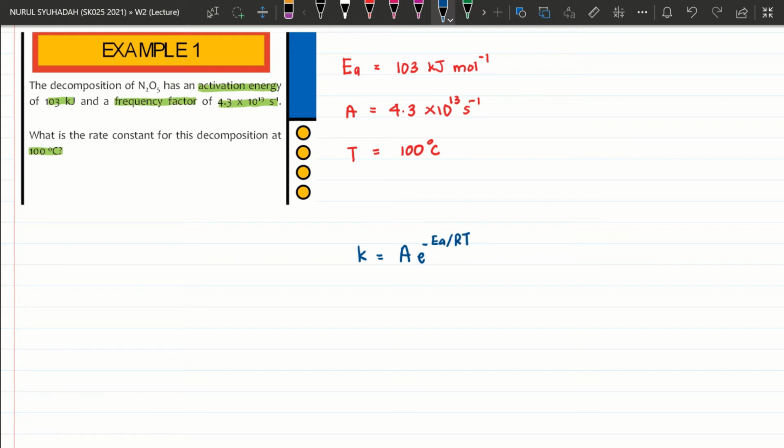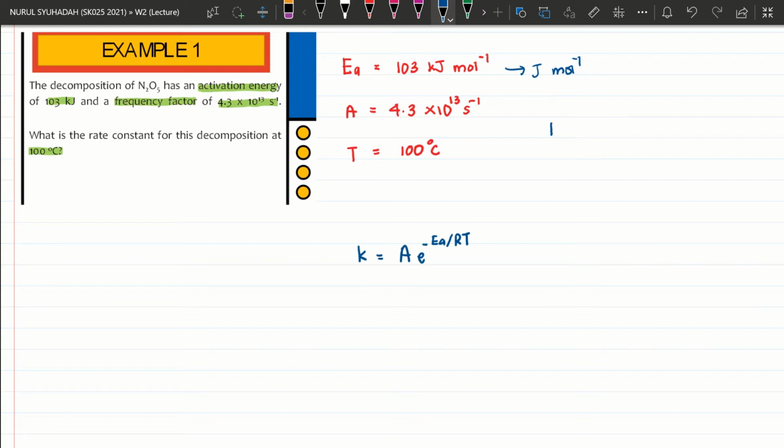Before we put all the information into the Arrhenius equation, let's check our information again. The first thing, for the activation energy, you need to make sure that the value is in joule per mole. Why do we need the value of activation energy in joule per mole?